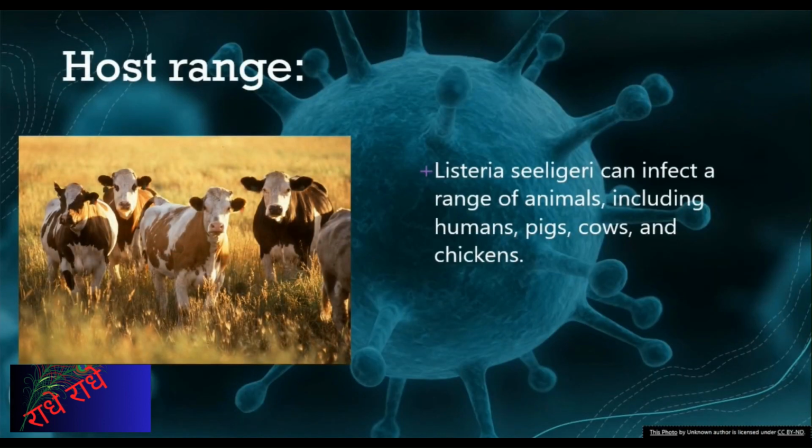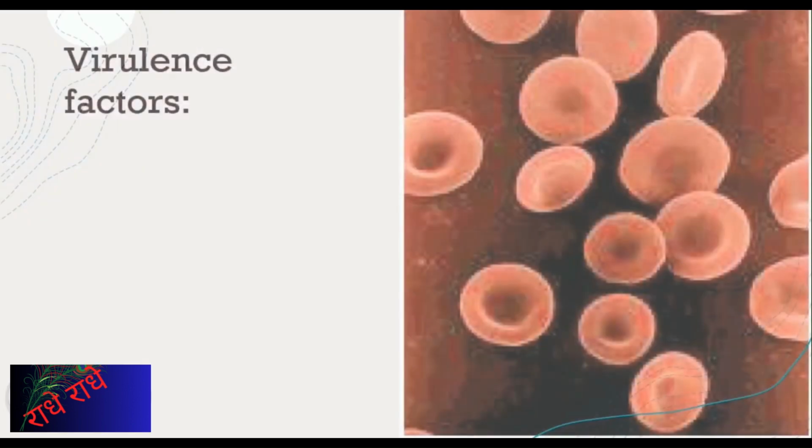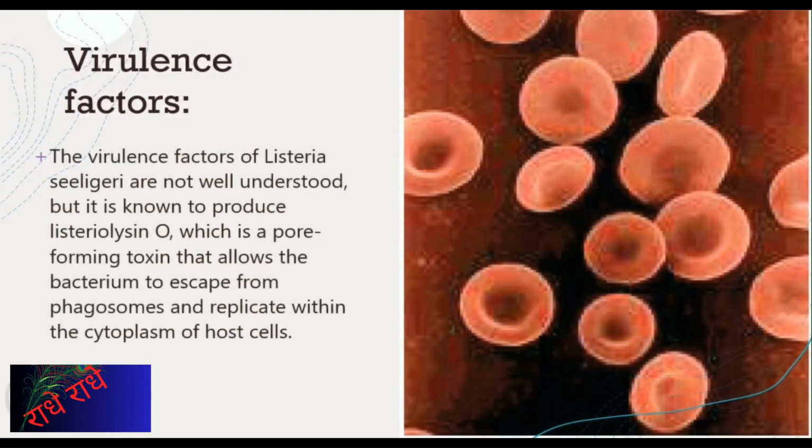Listeria seeligeri can infect a range of animals, including humans, pigs, cows, and chickens. Listeria seeligeri is a bacterium with various virulence factors, although not all are fully understood. One of these is Listeriolysin O, a toxin that creates pores, allowing it to escape from phagosomes and spread within the cytoplasm of host cells. This gives the bacteria an advantage in colonizing within the host.